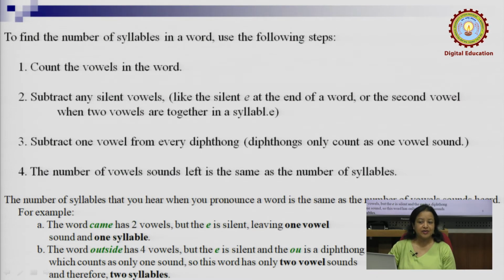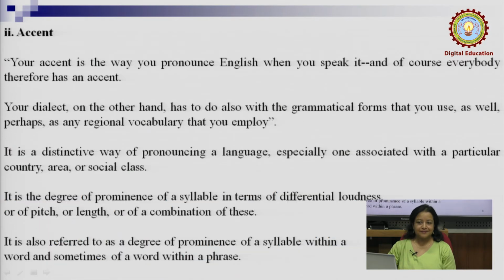The number of syllables that you hear when you pronounce a word is the same as the number of vowel sounds heard. For example, the word came has 2 vowels, but the A is silent, leaving 1 vowel sound and 1 syllable. The word outside has 4 vowels, but the E is silent and the ou is a diphthong, which counts as only 1 sound. So, this word has 2 vowel sounds and therefore 2 syllables.